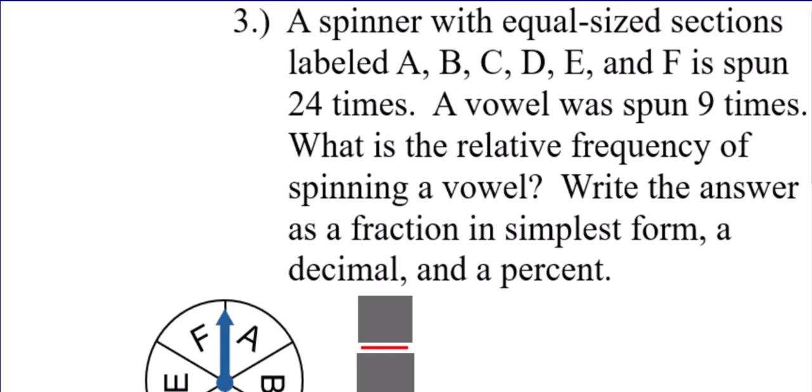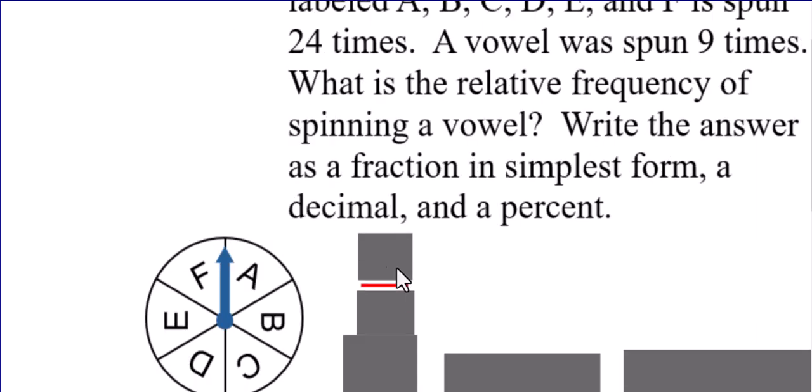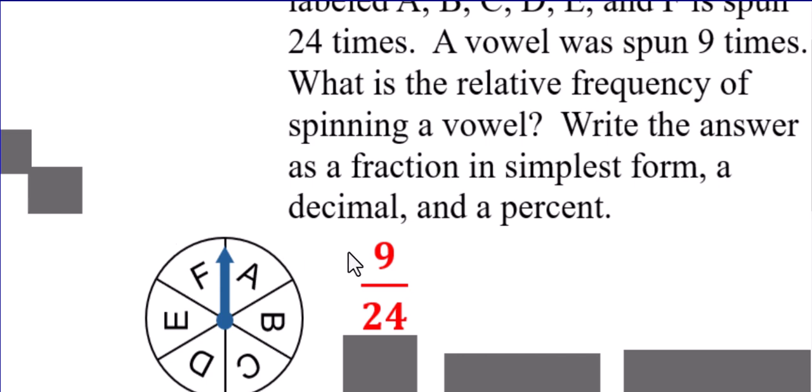Okay, problem number 3. I assume you already did it on your own. You saw that the total spinning amount of times was 24 times, so that's your denominator. We're trying to find the relative frequency of spinning a vowel, and I know there's only 2 vowels here, but they spun it 24 times, and 9 times they got a vowel. So I hope you didn't put 2 here. We're looking at the actual number of times the event occurred, and that was 9 times for the vowel.